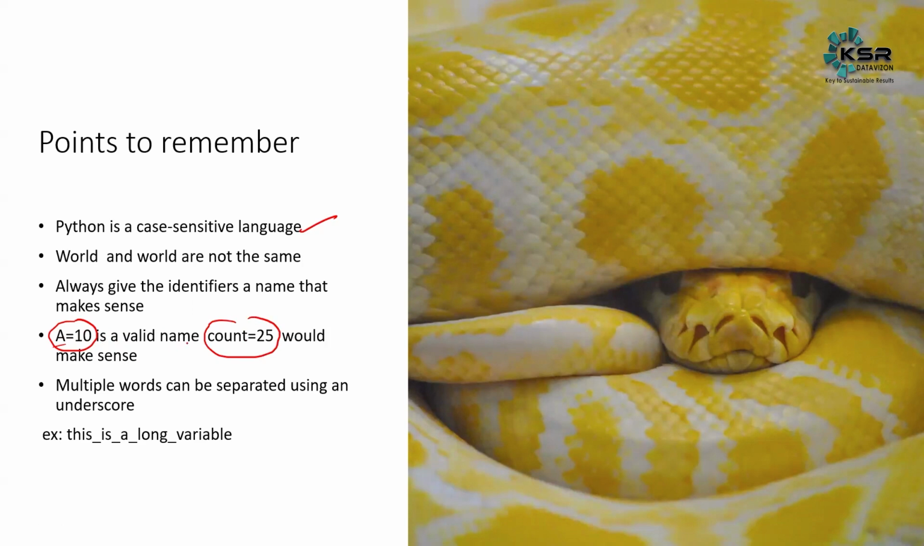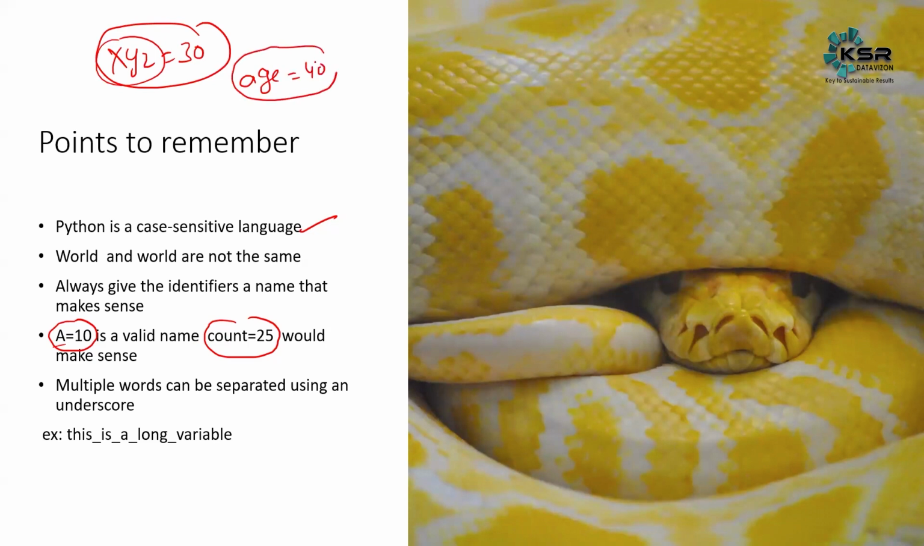Always write an identifier which makes sense, which everyone can easily identify, rather than giving xyz is equal to 20, 30. What do you mean by xyz? Does xyz have any meaning? Definitely no. Instead of that, age is equal to 40. Does it have a meaning? Age of, let's say, KSR is 30. Does it have a meaning? Yes, sir. For example, age of, let's say, Vivek.